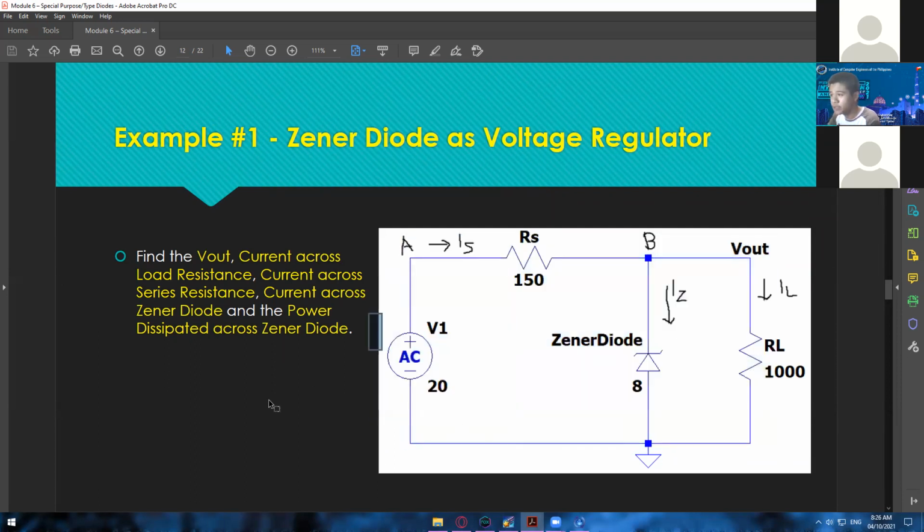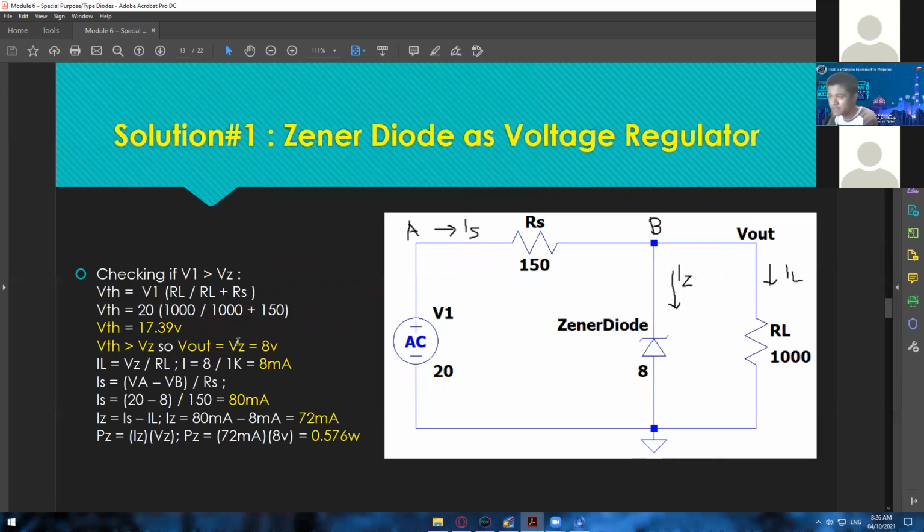Okay, so V1 is 20 volts, RS is 150 ohms. We have a Zener diode with a breakdown voltage of 8 volts, and then we have an RL of 1000 ohms, or 1 kilo ohm. Okay, and everything is the same. So we have the label of IS right here, and then the IZ, and then the IL. All right, so here is the solution.